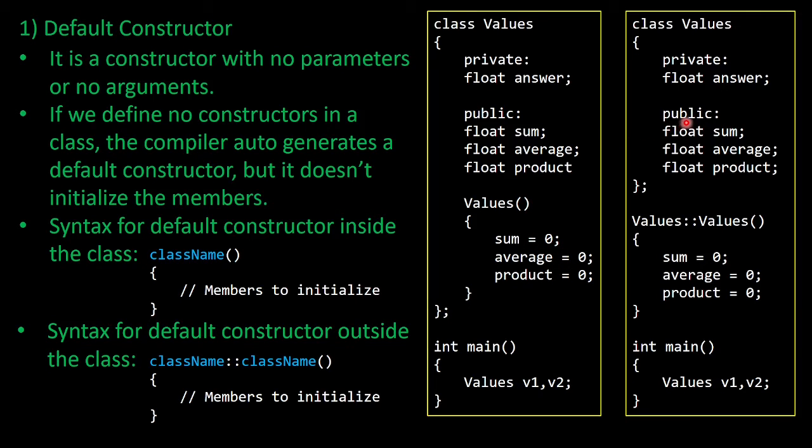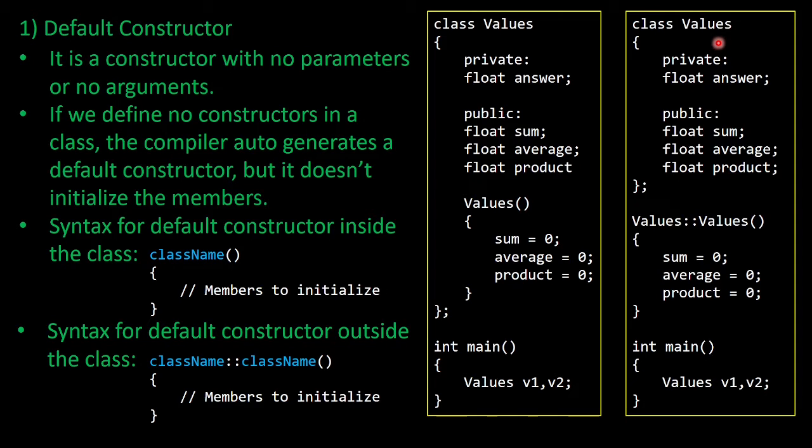Now let's see how to declare the default constructor outside the class, for which the syntax is this. Only difference is we have to add the class name again, followed by two colons and then again the class name. So the same here, just we added these two things.